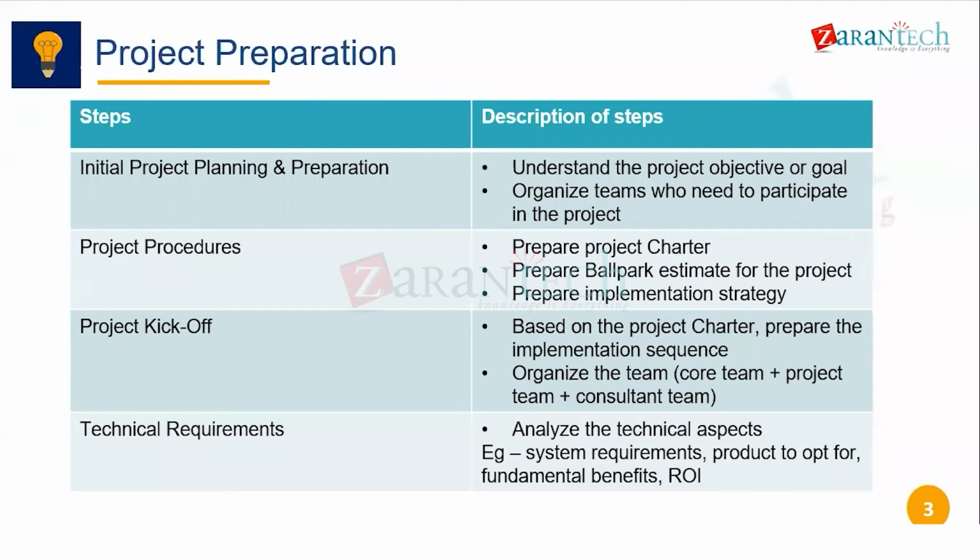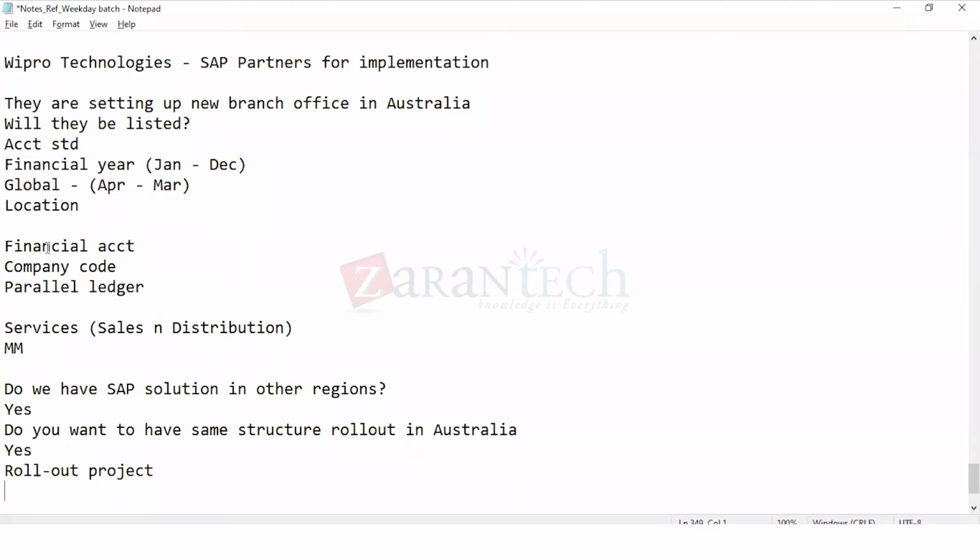So what do you need for that? First of all, you would need to organize the teams who need to participate in this particular project, right? From the consultant standpoint, you need at least a person with expertise in financial accounting, because you will need FICO consultants for any project. Okay. And since it also has the sales and distribution module, you also need the SD persons, or the revenue management persons, because Wipro will have some kind of cycle, right?